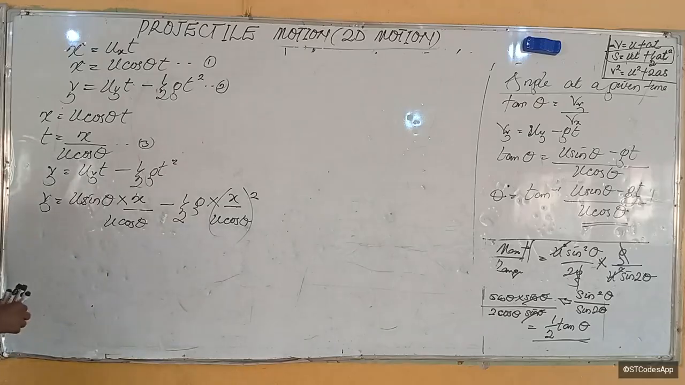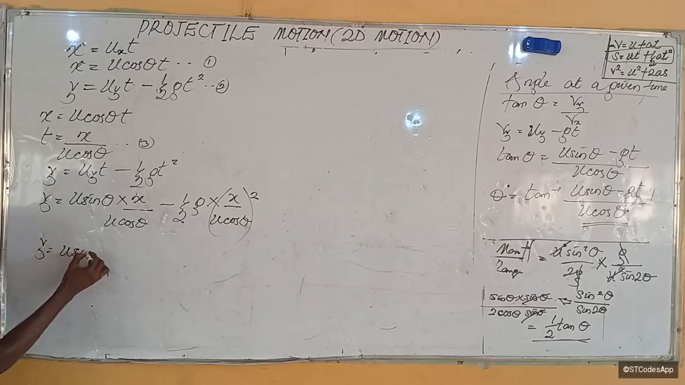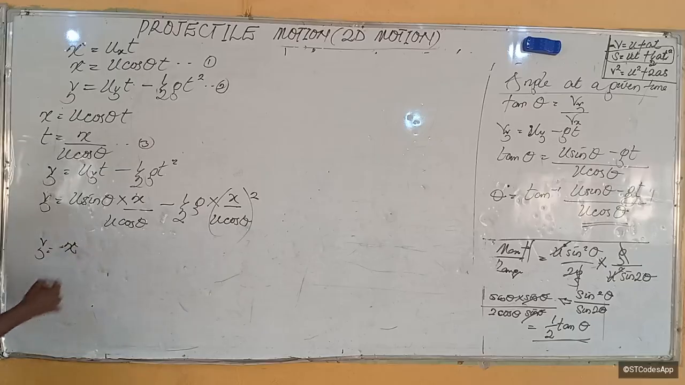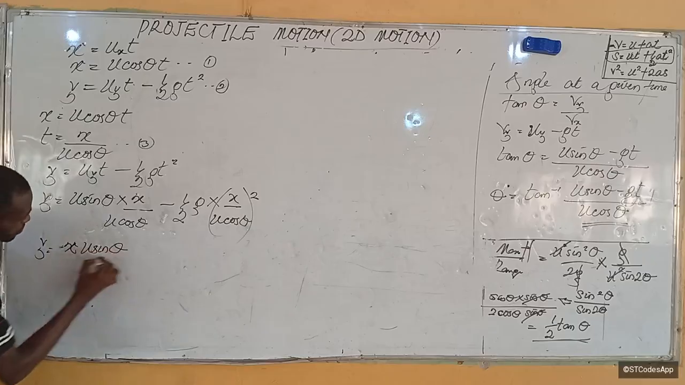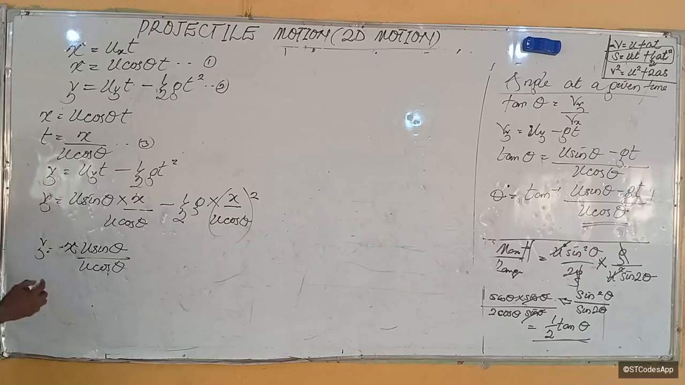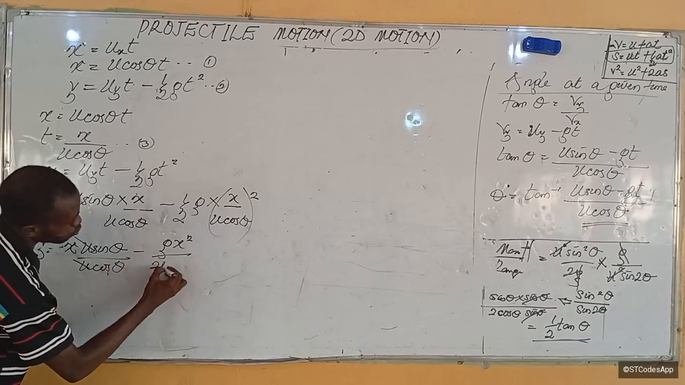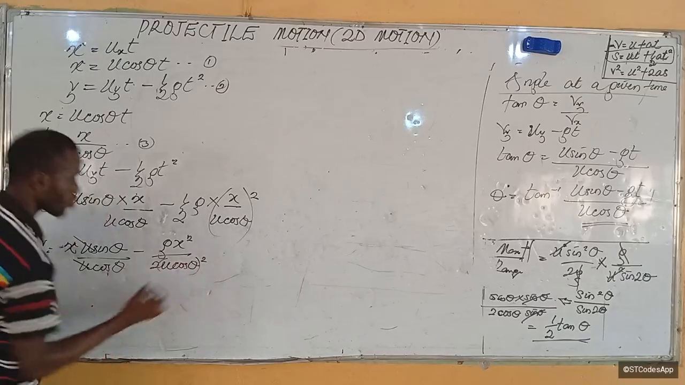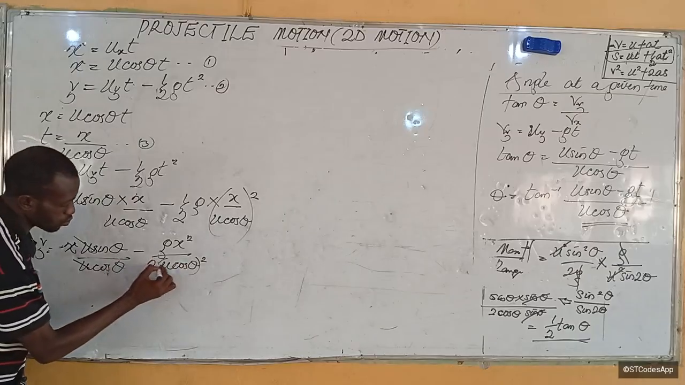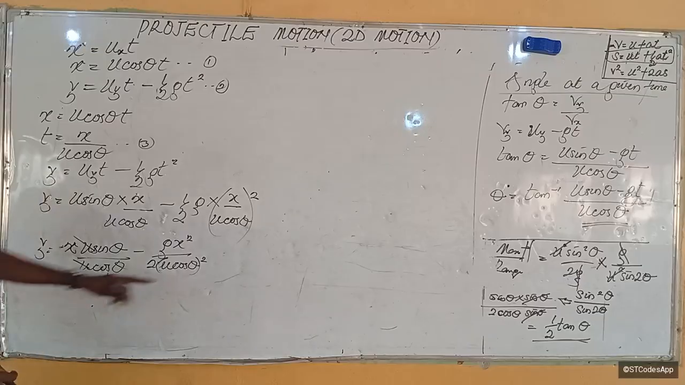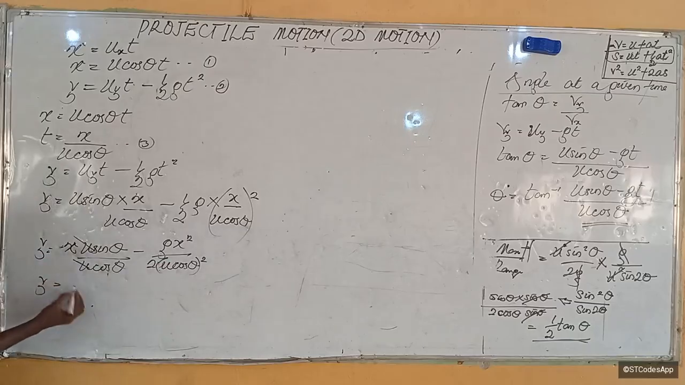Now from here, what do you have? We'll have that y becomes, let's put x in front, x times u sine theta over u cos theta. Obviously, u will take care of u, right? Then minus g x squared over 2u cos theta all squared. So square this, it becomes u squared cos squared theta.